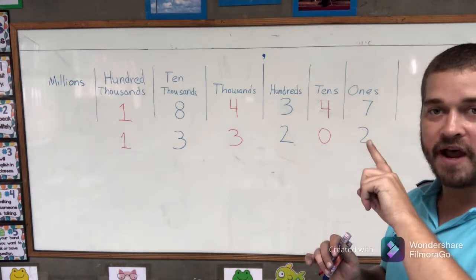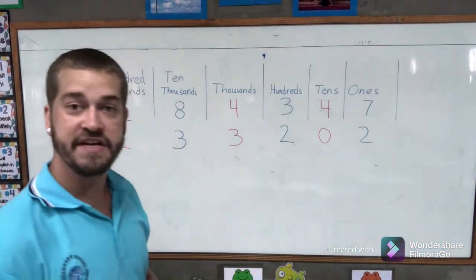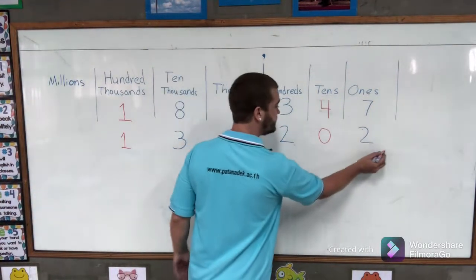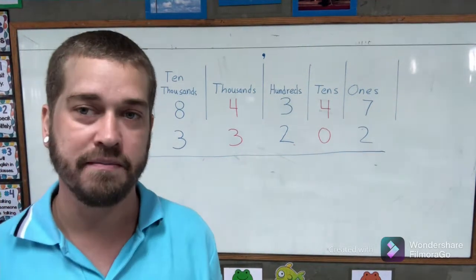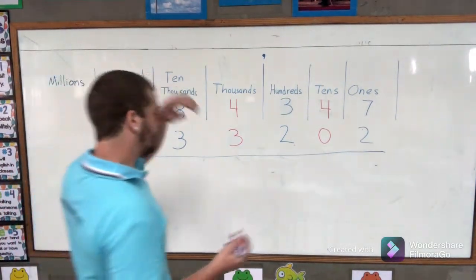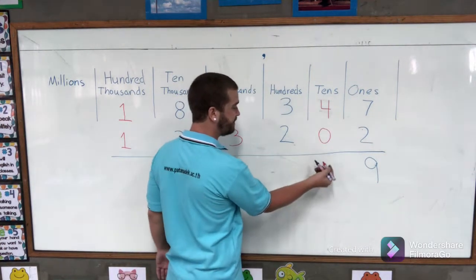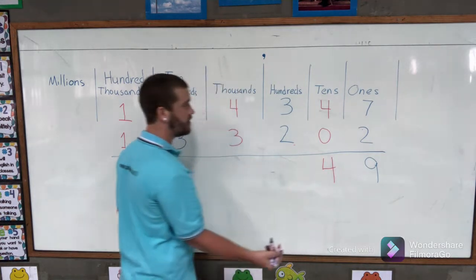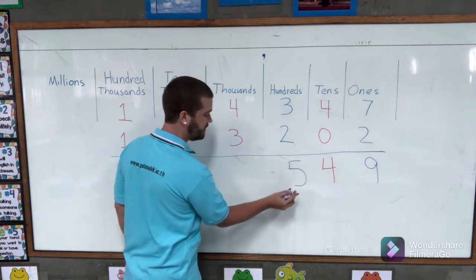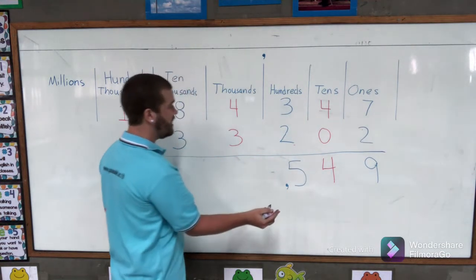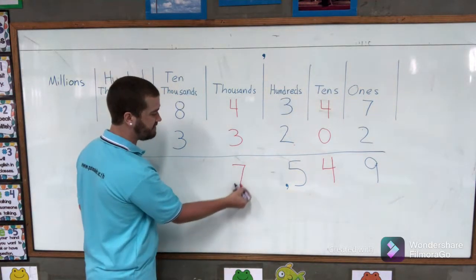Now, remember we start from the right, which is our ones, and go to our left. So the first few ones are actually pretty easy. I'm going to do them really fast, and then I'm going to stop at the one that usually might confuse us a little bit. So 7 plus 2 is 9, and that's our ones. Our tens is 4 plus 0, which is 4. Our hundreds place is 3 plus 2, which is 5. Don't forget your comma. And then we get to thousands, which is also easy. 4 plus 3 is 7.